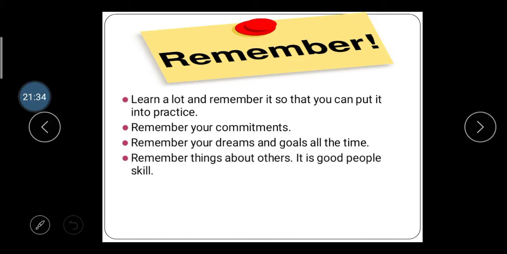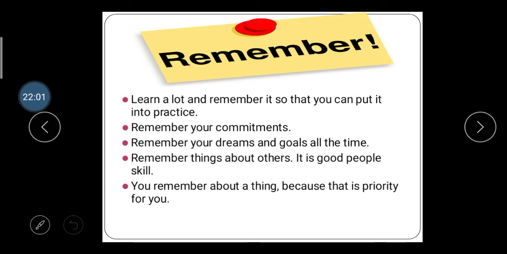Okay. Then after, remember things about others. It's a good people skill. Whenever you have given a commitment to your customer, like that we will make new changes in our existing product, you have to do it. If you don't do this, then it creates a negative impact on your overall product and your overall organization. So you remember a thing because that is a priority for you. You have to remember and try to solve if you have any query or problem, because the customer is a priority for you. And if you are working on your self development, then you have to remember the new applied knowledge.